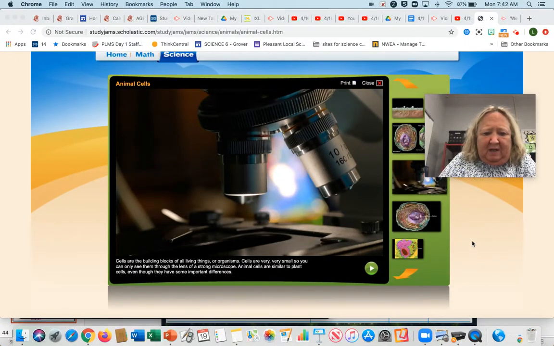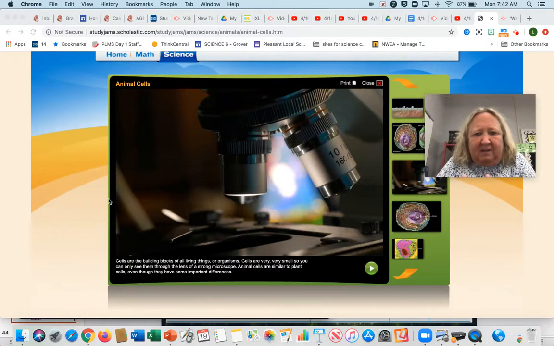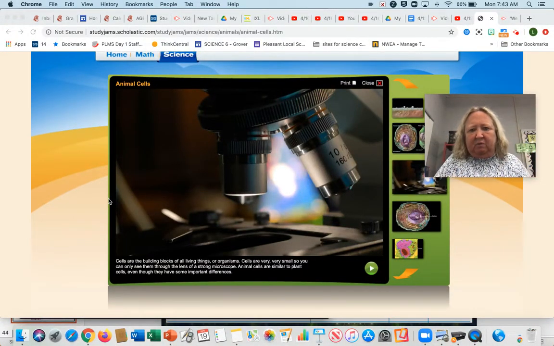Okay, as we know, cells are the building blocks of all living things. Everything that is alive is built from cells. They're obviously very, very small, which makes them microscopic, so you have to have a microscope to see them. And as far as eukaryotes go, remember we have prokaryotes and eukaryotes, but as far as eukaryotes go, there's plant and animal cells. And today we're looking at the animal cells.